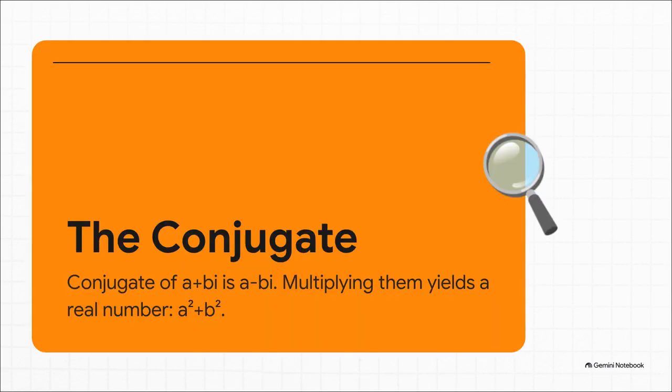Finally, we've got to introduce the conjugate. Think of this as the duo's ultimate finishing move. The conjugate of a plus bi is simply a minus bi. Literally, you just flip the sign of the imaginary part right in the middle. We use this move mostly for division.